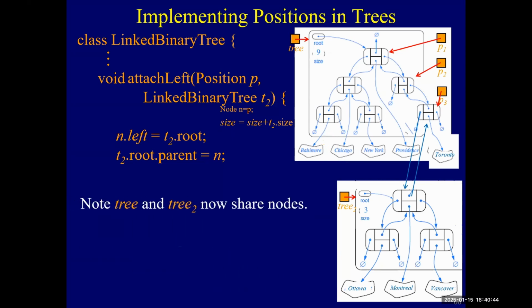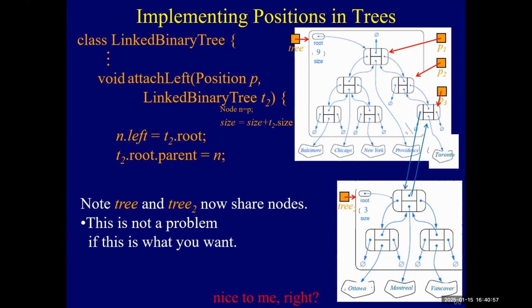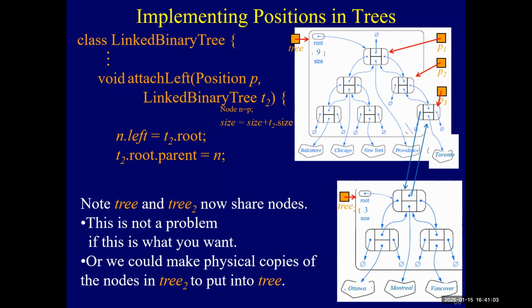So now the problem is that you have two trees that share the same nodes. That doesn't seem nice to me. It's probably not what you want. So one option is when we do this operation, we don't just link up the nodes, we actually make a copy of the nodes to put up there. That's one option. And the other option is to destroy T2.